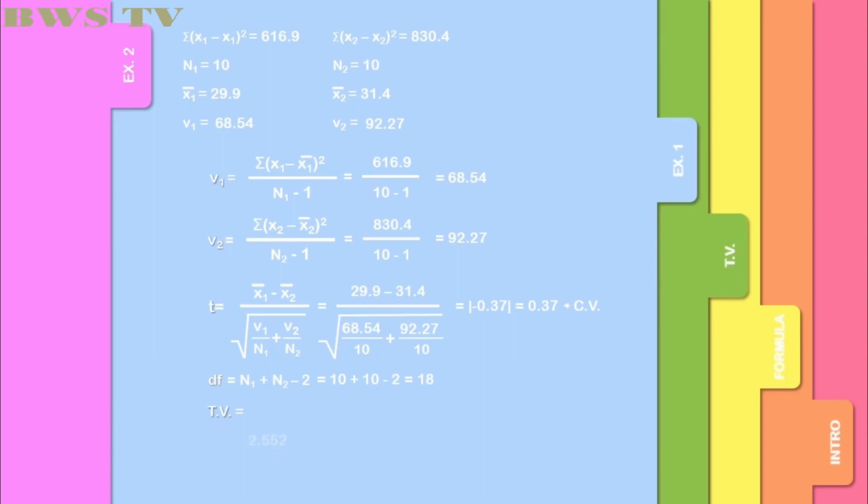If the CV is lower than the TV, accept the null hypothesis, and if it's higher, reject. Your decision will be that H0 is accepted because the CV is lesser than the TV. There is no significant difference between traditional and simulation.